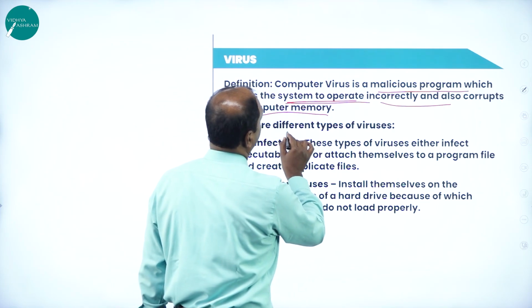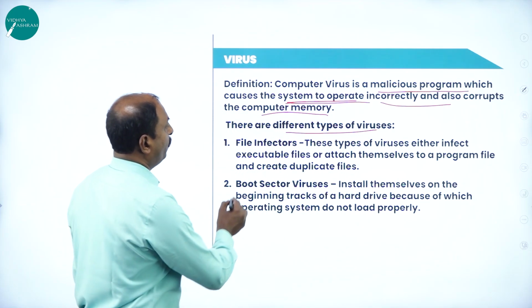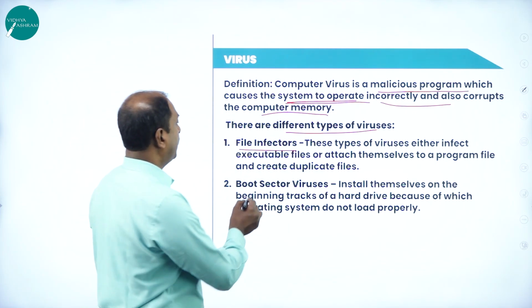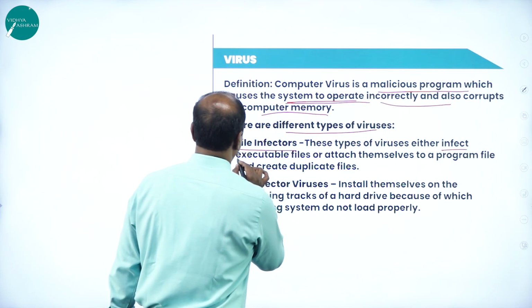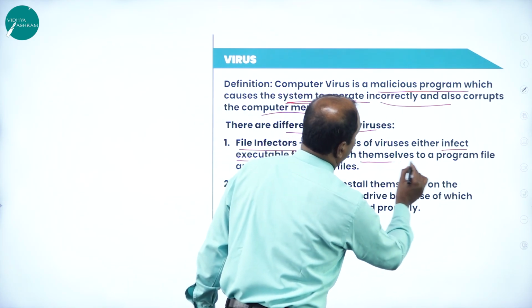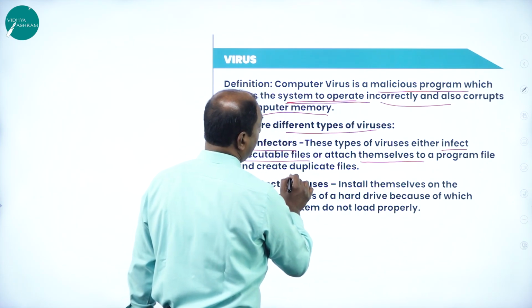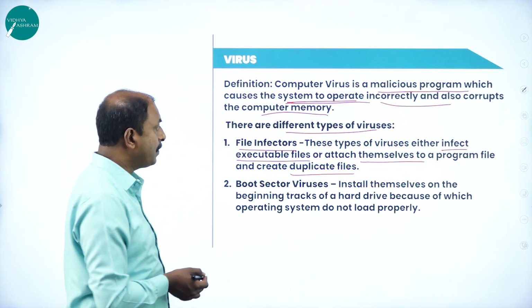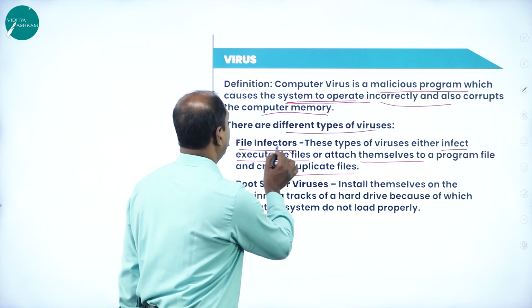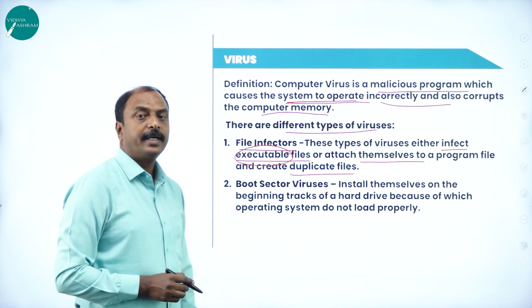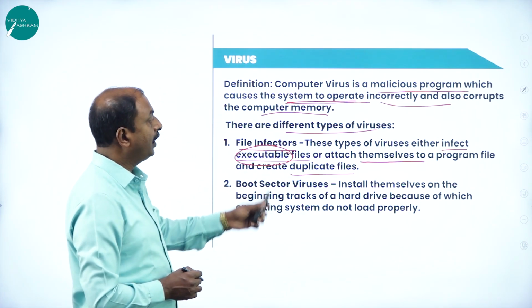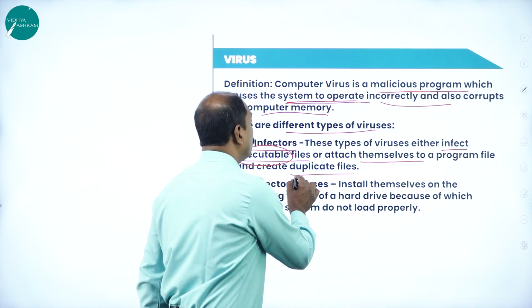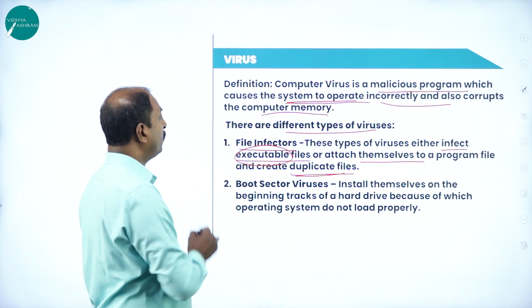And we have different types of viruses. One is file infectors. It either infects executable files or attaches itself to a program file and creates duplicate files. This is another type of virus, nothing but a program. It affects the executable, or exe, file or attaches itself to another program, and it creates duplicate files. This is a type of virus.